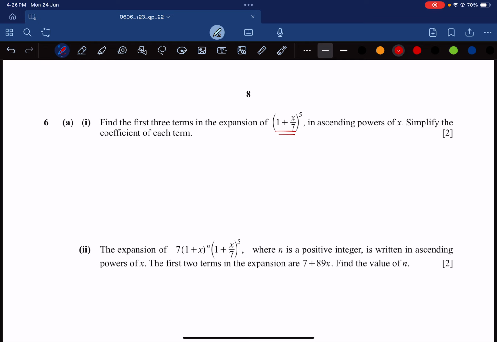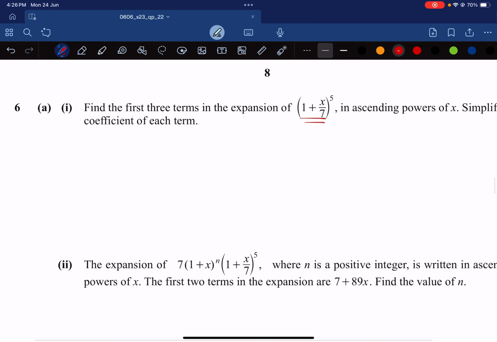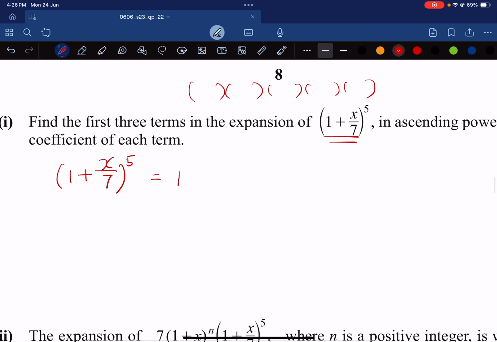Alright, so find the first three terms in the expansion of this to the power of 5 in ascending powers of x. Simplify the coefficients. Okay, so this is straightforward, right? Just apply the formula and simplify it. That's it. So this means that we have 5 brackets of this thing multiplying together with each other. How many ways of taking one term from each bracket? Every bracket has 2 terms, 1 and x over 7.